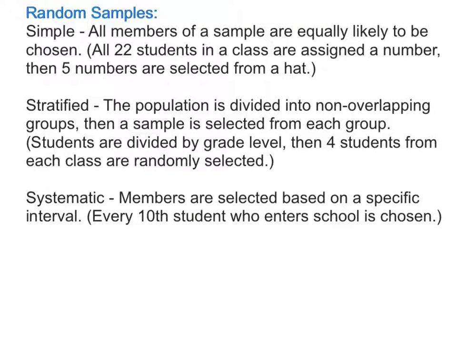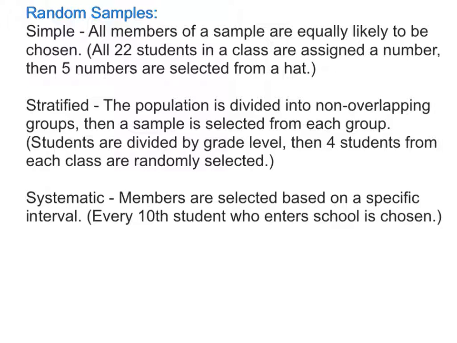In a simple random sample, all we need to do is make sure that every single person selected to be part of the sample is equally likely to be selected as the people who weren't. So in my example, if we look at just one class, all 22 students in a classroom are assigned a number, and then we choose 5 of those numbers from a hat. And so 5 people are selected randomly from that group of people.